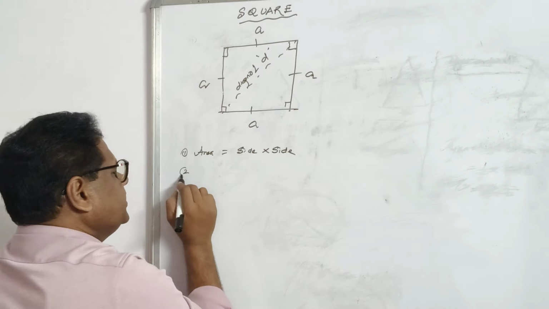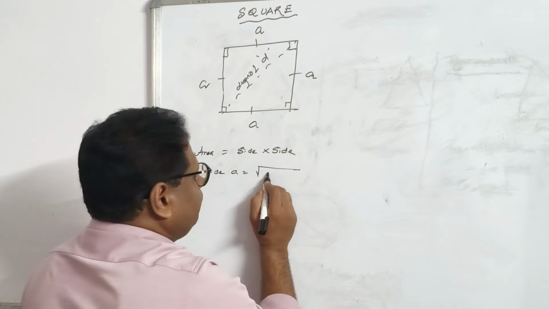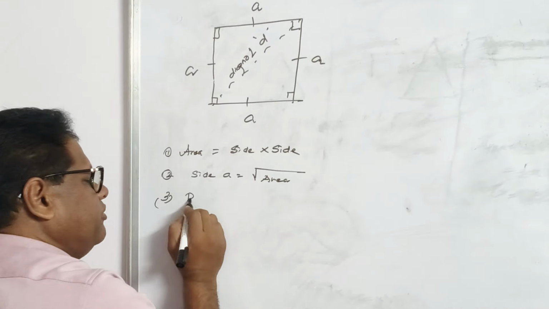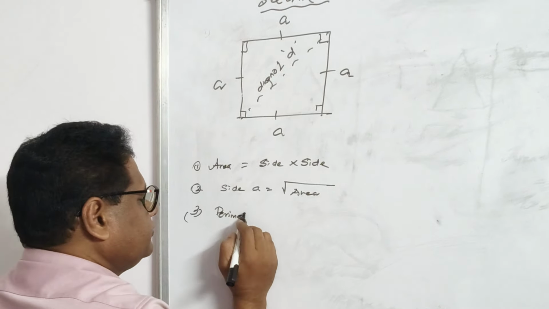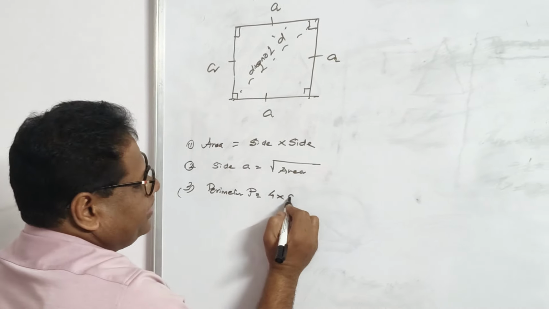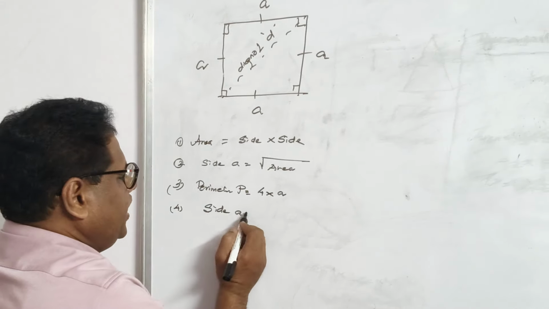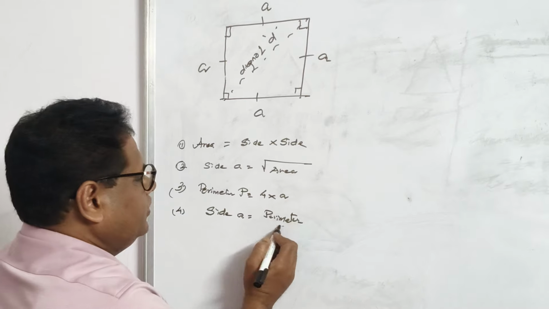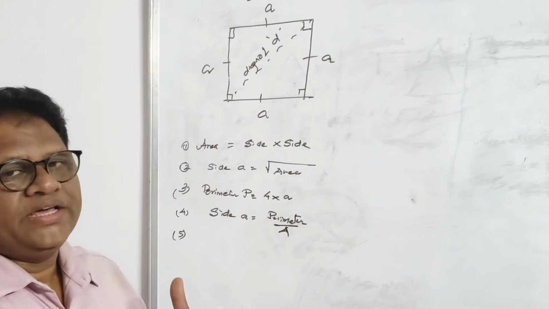Now, if you want to find the side of the square, okay, that is A, please get the square root of area. Okay. Third, if you want to get the perimeter of the square, that means length of all sides, multiply 4 with the side of square. Okay. Similarly, if you want to find the side of the square, A, divide the perimeter by 4.